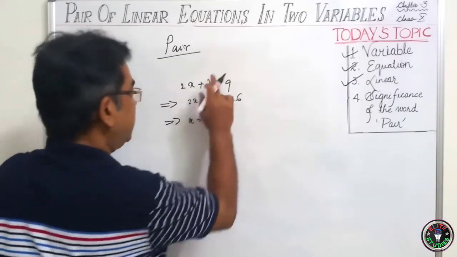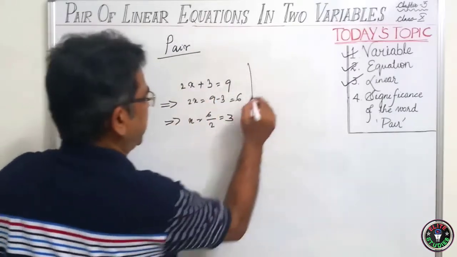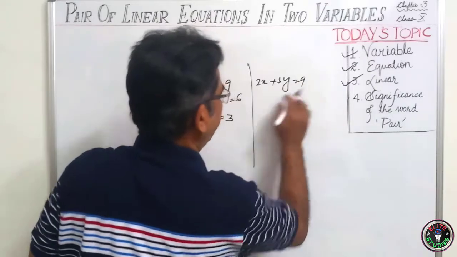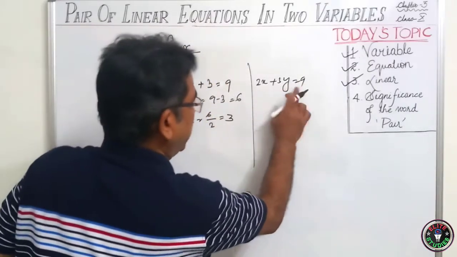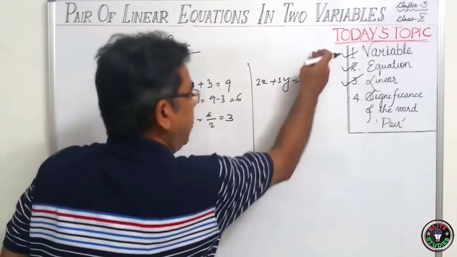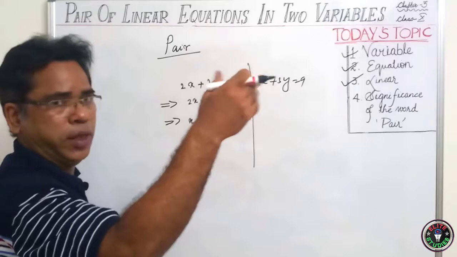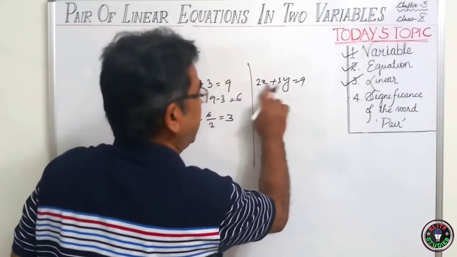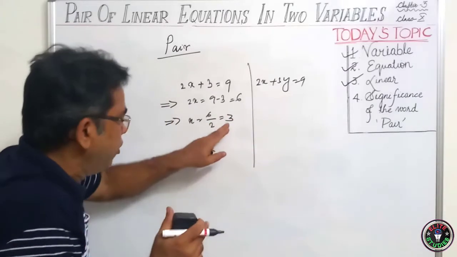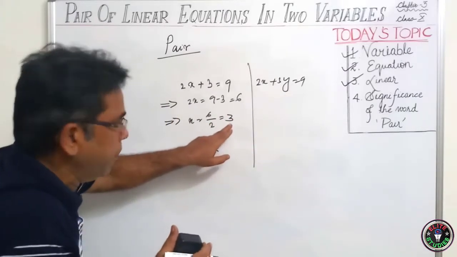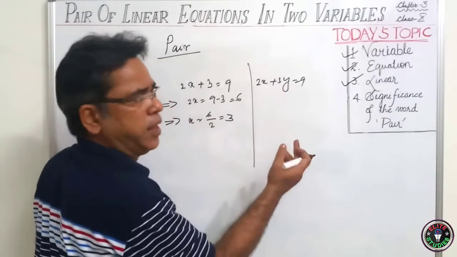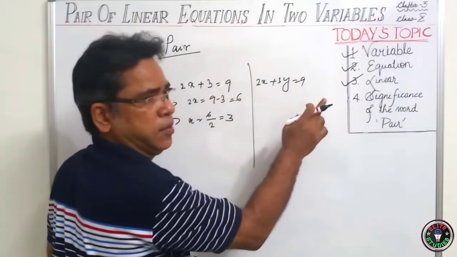Only one. But in place of this, suppose I write 2x plus 3y is equal to 9. In this case, you can never get a specific unique value of x and y. There will be infinitely many. I will teach you that later on. There will be infinitely many pairs of values of x and y for which this equation will be satisfied. You will not get a simple number, a single solution like this. There will be many pairs which will satisfy this.